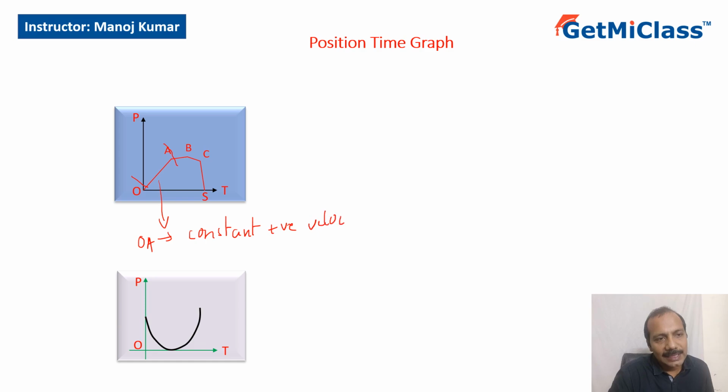Similarly, you'll see that there are different parts. AB is again a straight line going up, so it is positive velocity. BC is negative velocity, and CS is again negative velocity because it is going downwards. So this whole situation is one where the velocity of the body is decreasing. So I can say this implies a body moving with decreasing velocity.